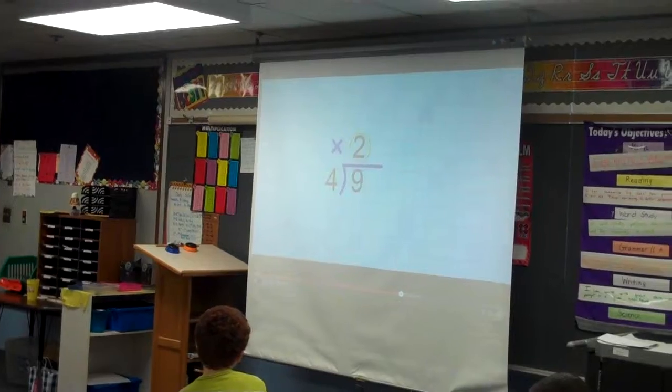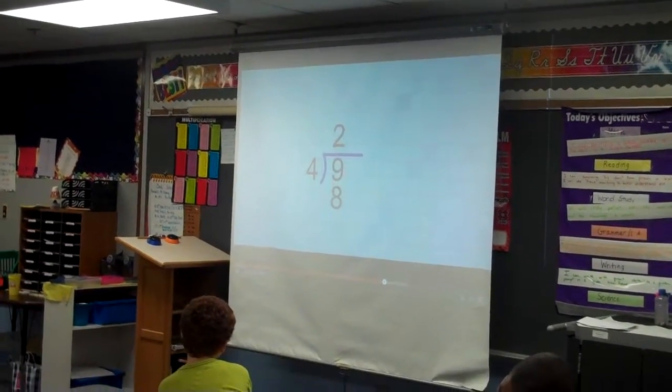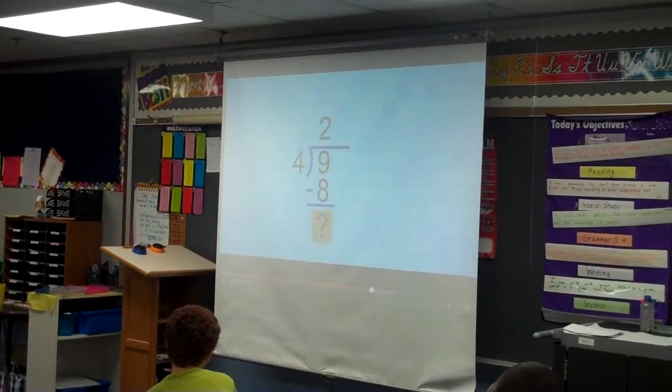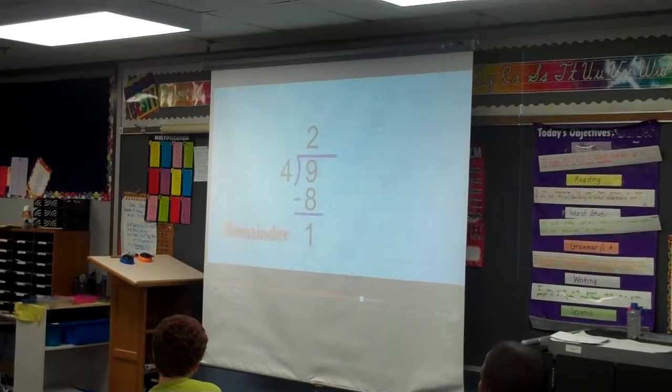We multiply that 2 by the 4, and we get... What's 2 times 4? And we write an 8 below the 9 so we can subtract it and find our remainder. 9 minus 8 equals 1. So that means our remainder is 1.